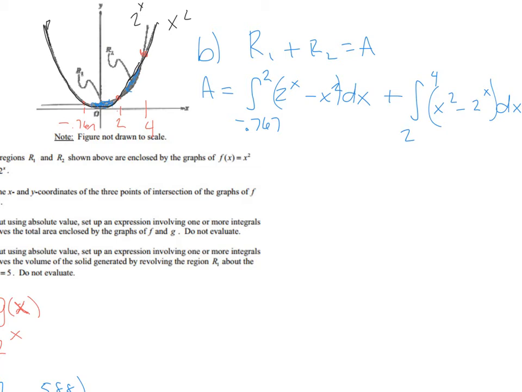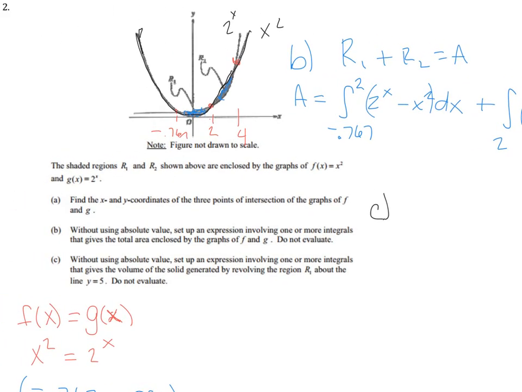Now for part C, it says, without using an absolute value, set up an expression involving one or more integrals to find the volume of the solid generated by revolving R1 about the line y equals 5. So R1 is this region here. I'm going to do it in green so you see it. R1 is this region here.